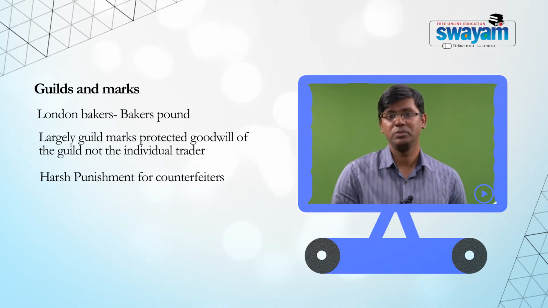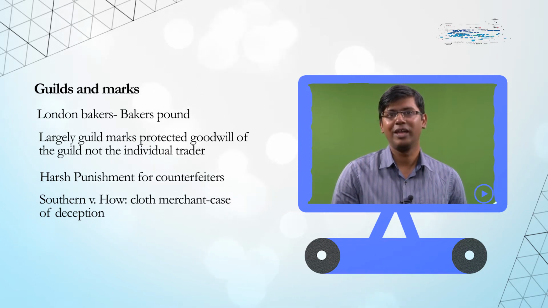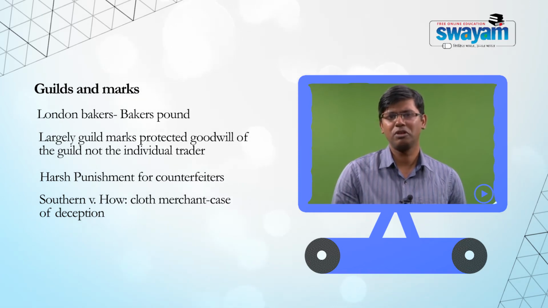One of the important cases was that of Southern versus Howe, where a cloth merchant who had been using a particular kind of mark on his cloth brought a suit before the court saying that another person had used his mark on cloths which were of inferior quality, and as a result of it, it created deception in the minds of the consumers. So this was probably, you could say, one of the earliest cases related to trademark infringement and passing off.